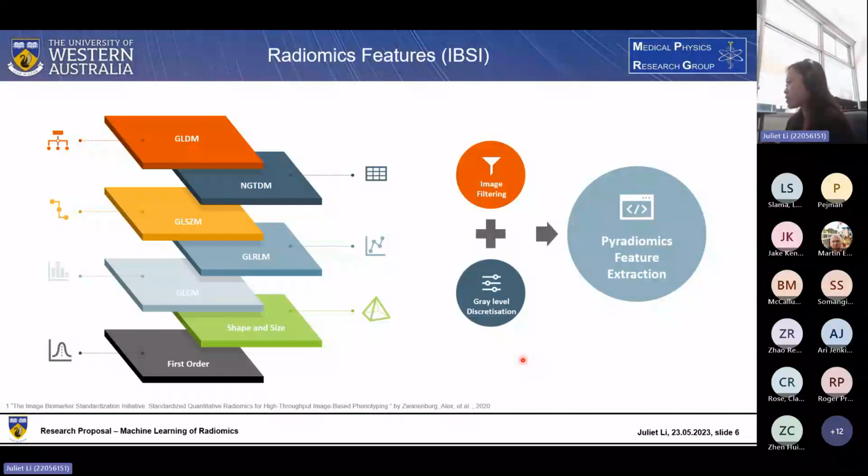And these settings can be applied with our good friend Python. There's a library that is established using the IBSI standards. This library allows us to extract radiomics features from medical images with different settings.